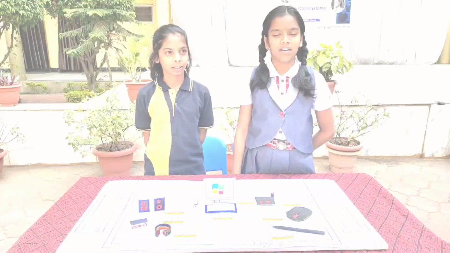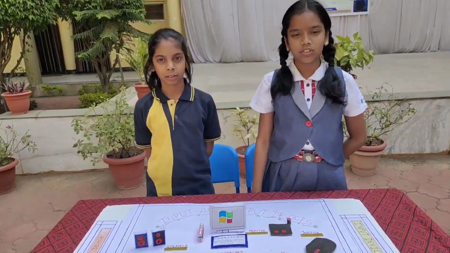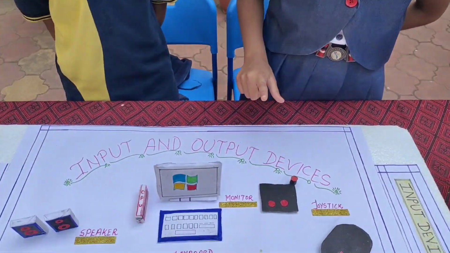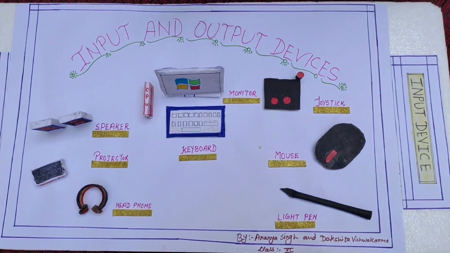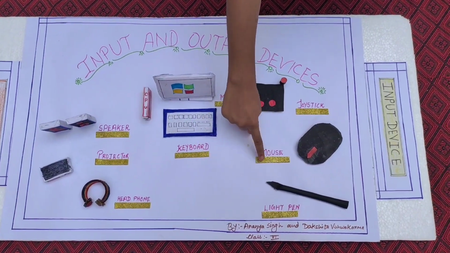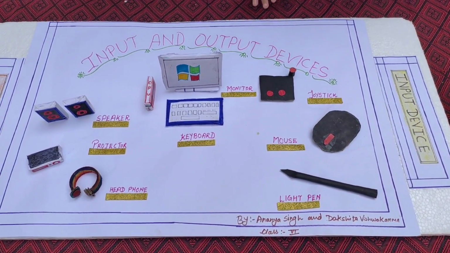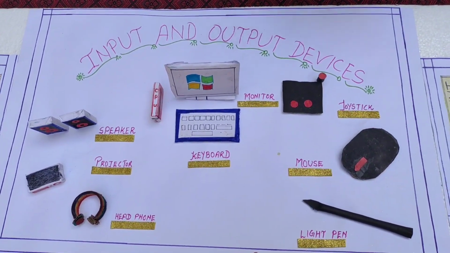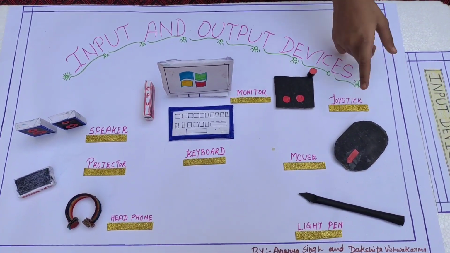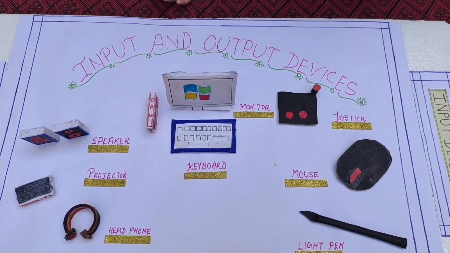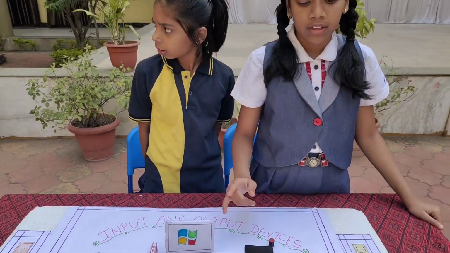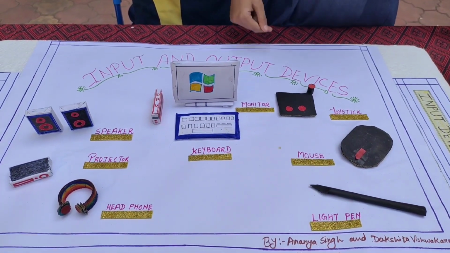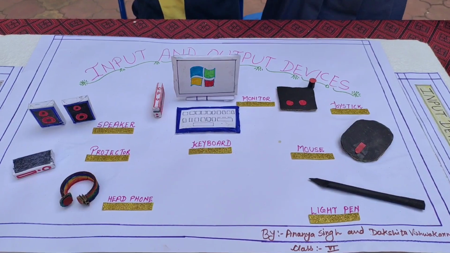From class 6. Today I am going to present my computer project, that is input and output devices. Basic input devices are keyboard, mouse, joystick and the rest. And these devices give input to the computer. Joystick is used for gaming and other applications. Like pen is used for drawing and scanning. Mouse gives us input to the computer.